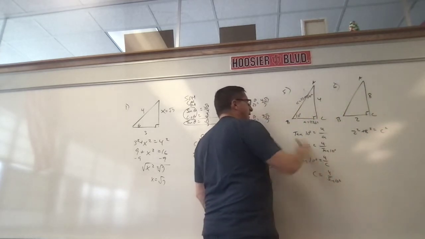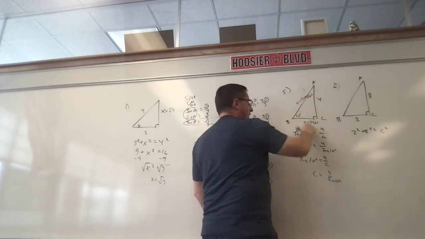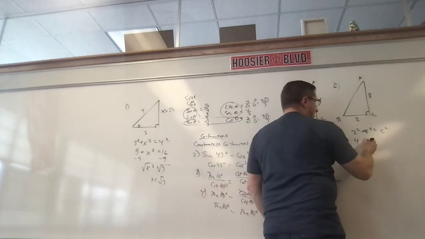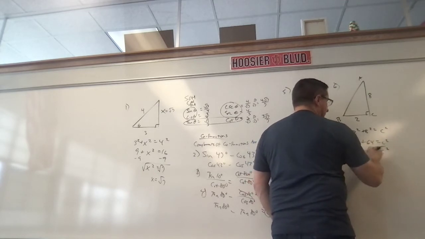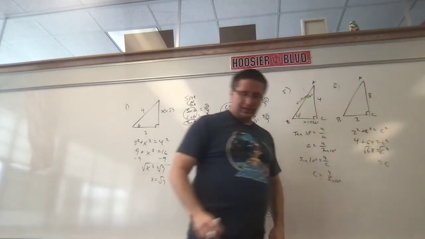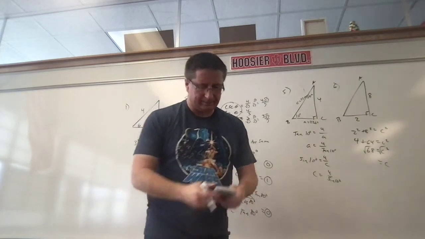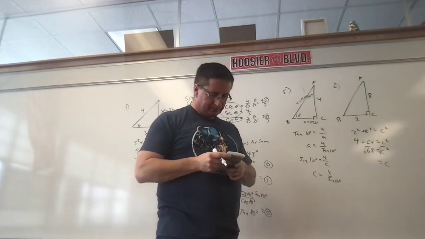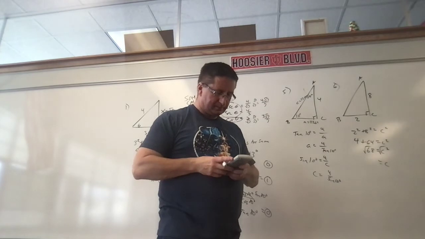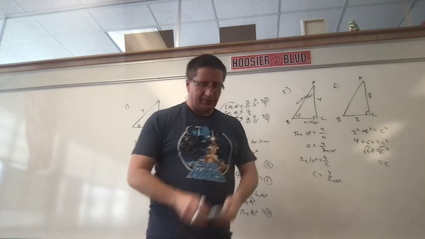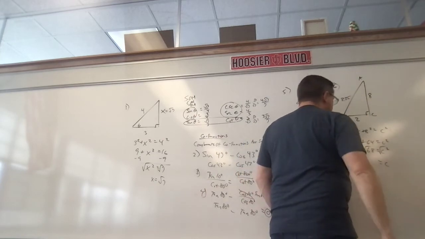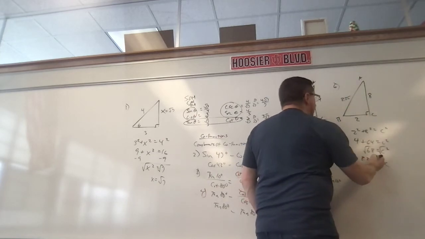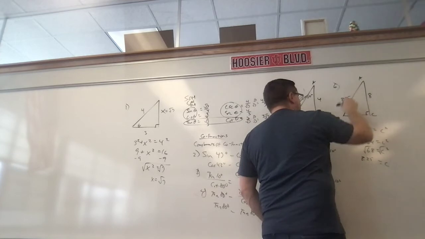We didn't use the Pythagorean theorem back here because we only had one side. We didn't have the other two sides. So we have 4 plus 64 is C squared. Add them together, you get 68. Take the square root of 68, which is approximately 8.25.